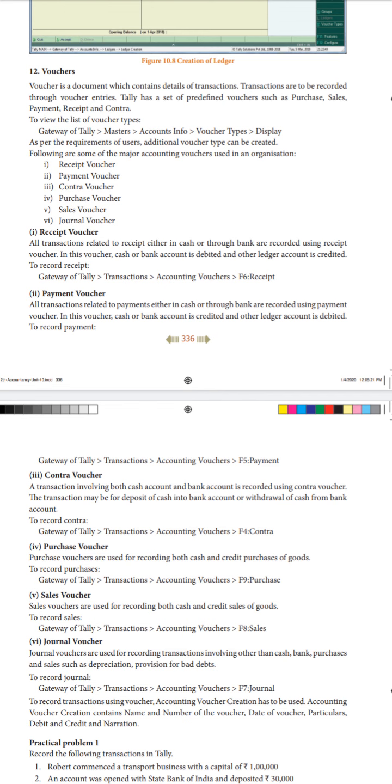Okay, to record the transactions using these vouchers, if any other vouchers are to be created, those also can be created. That is, these five are inbuilt, which means they are predefined vouchers: purchase voucher, sales voucher, payment voucher, receipt voucher, and contra voucher. If we have to, we can even create accounting vouchers. It should have the name and number of the voucher, date of the voucher, particulars, debit and credit, and also the narration.